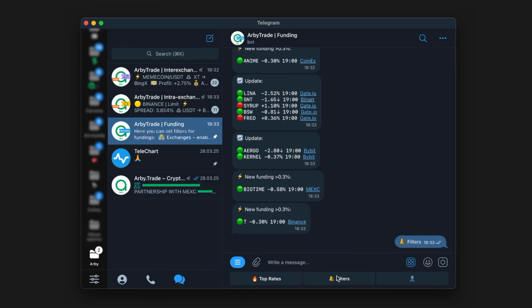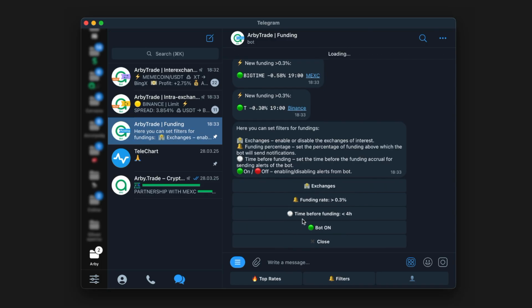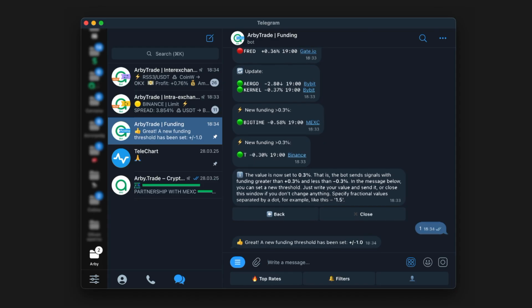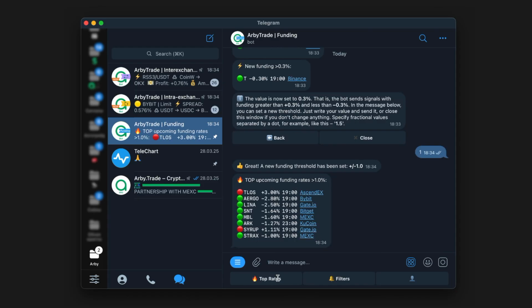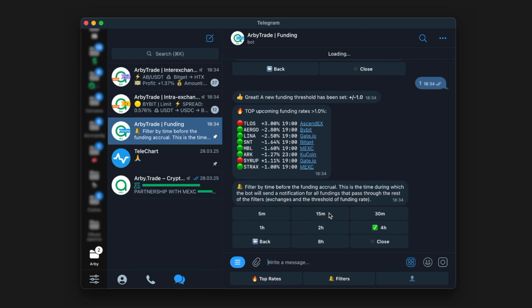A bit about the bot. In the bot, you can choose which exchanges to display funding rates for. By setting a minimum funding rate threshold in percentages, the bot will only show coins with an absolute funding rate above your set value. You can also set the time before the funding calculation for the bot to send notifications about the highest upcoming rates.